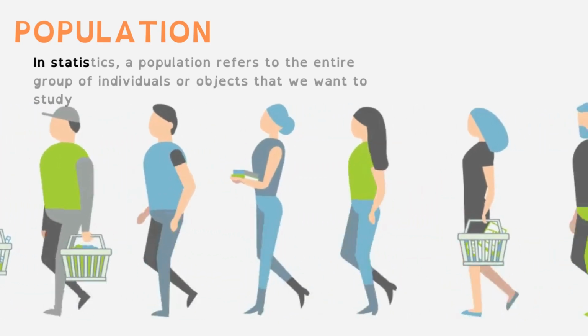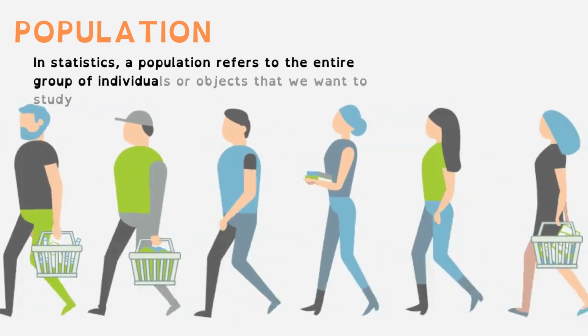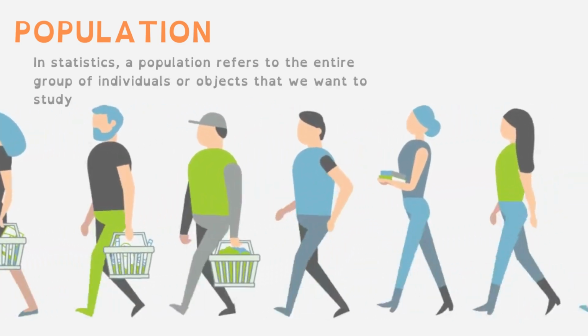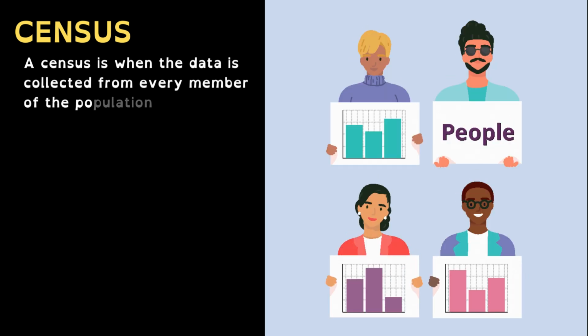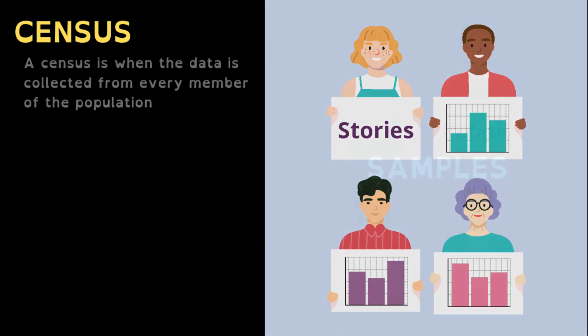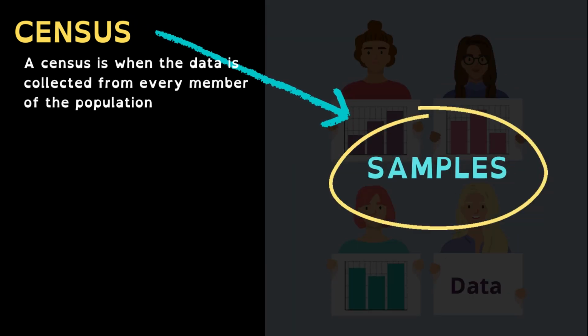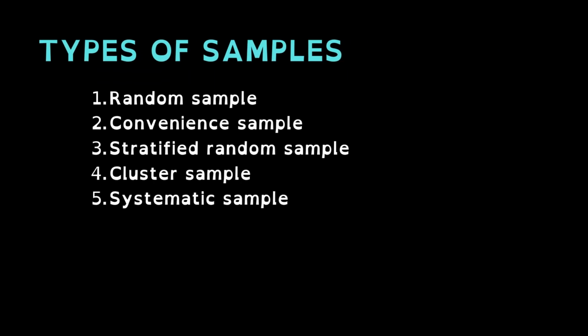Now, let's explore some important terms in statistics. The first term is population. In statistics, a population refers to the entire group of individuals or objects that we want to study. Next, we have the census. A census is when the data is collected from every member of the population. Instead of conducting a census, we often use samples to gather data. Let's start by discussing the different types of samples that are used in statistics.